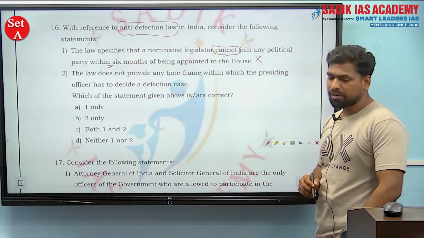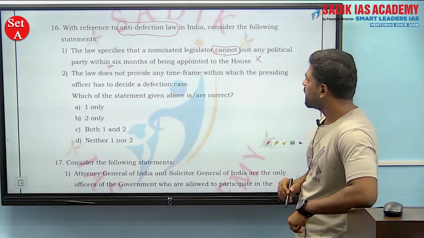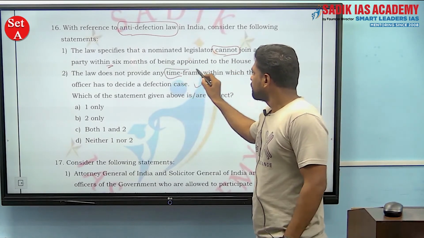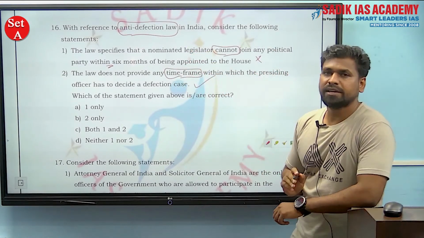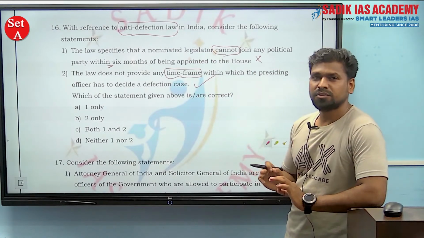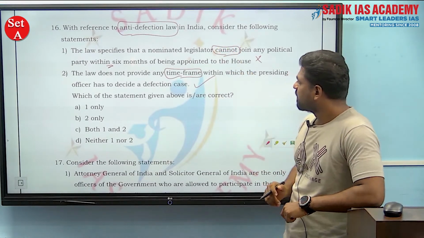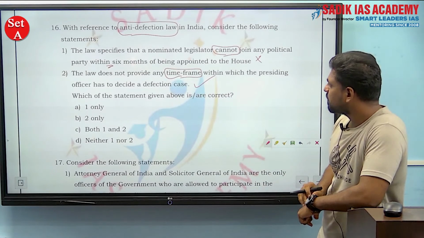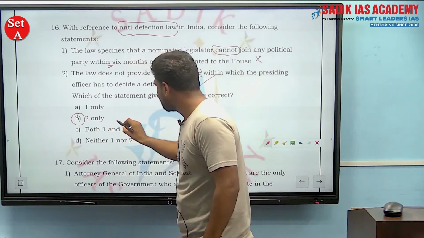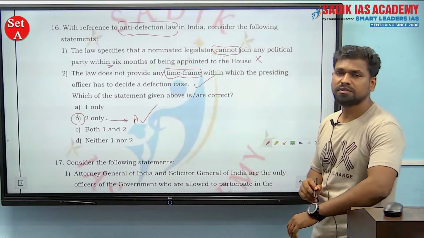So, what about statement number 2? The law does not provide any time frame within which the presiding officer has to decide a defection case. This statement is true. This particular law does not provide for a particular time frame within which the presiding officer has to act. So, this is a major criticism for this particular law. Therefore, statement number 2 is right. Since statement 1 is wrong, the right answer is option B, 2 only. So, this is the answer for this question.